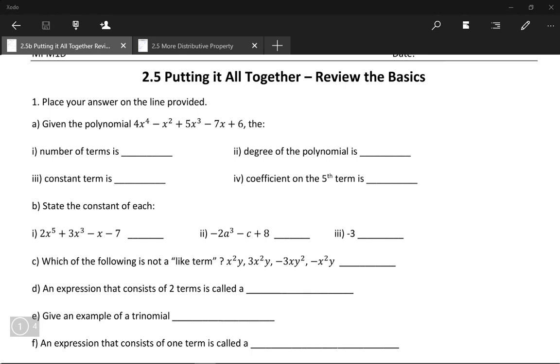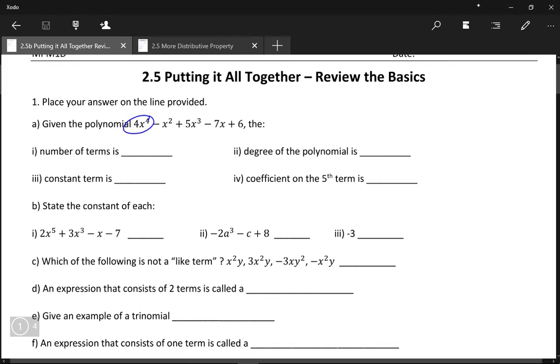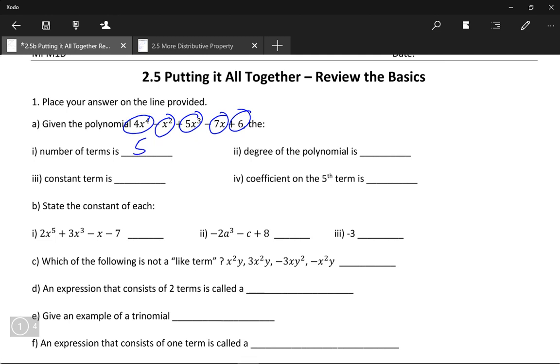Given the polynomial, there are how many terms in this one? Count them up. 1, 2, 3, 4, 5. There are 5 terms. Every term is separated by a plus sign or a minus sign.